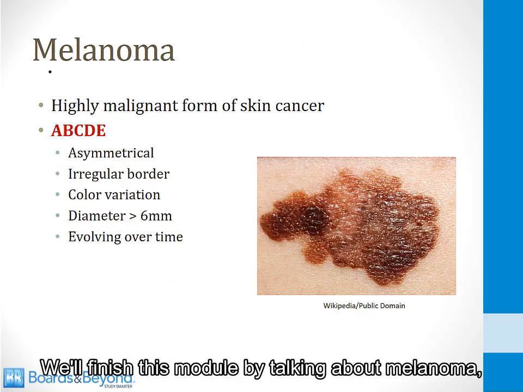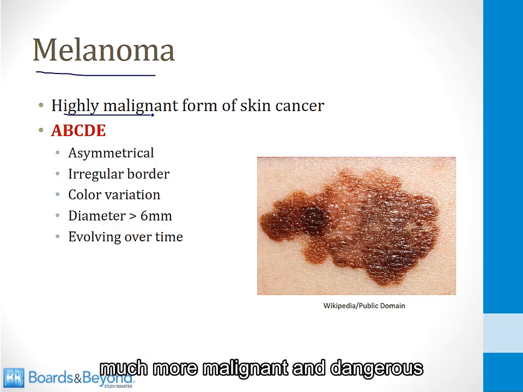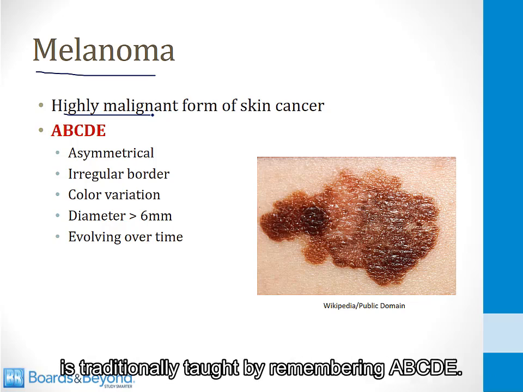We'll finish this module by talking about melanoma, which is a highly malignant form of skin cancer, much more malignant and dangerous compared to squamous cell and basal cell carcinomas. The way you can recognize a melanoma is traditionally taught by remembering A, B, C, D, E.